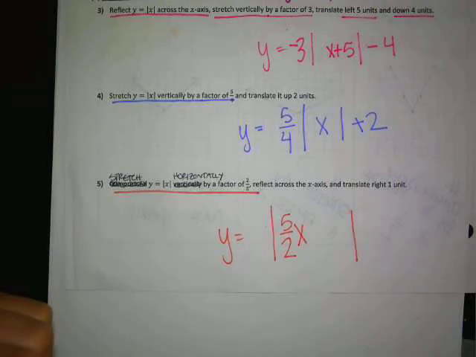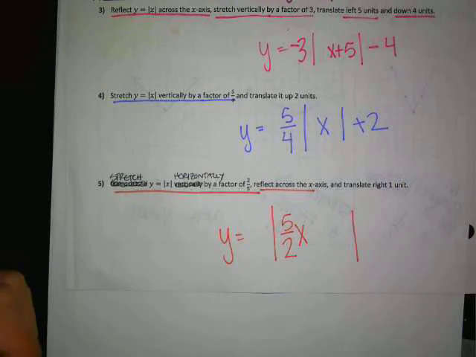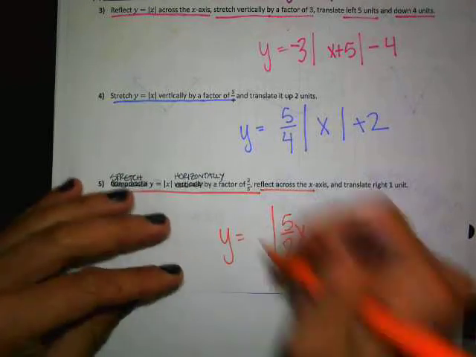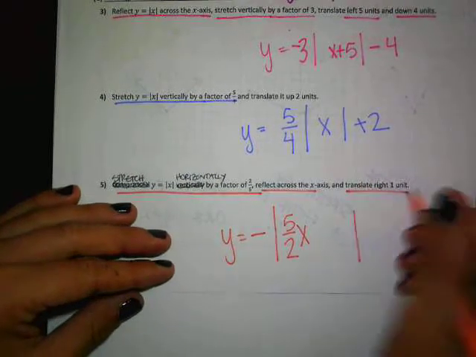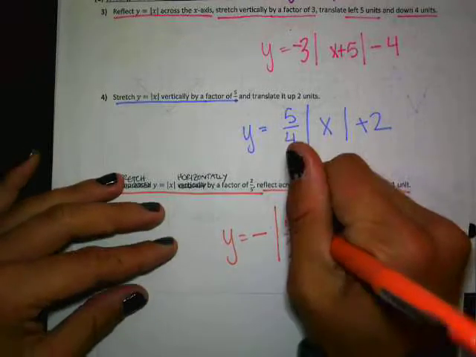Okay. Reflect across the x-axis. Is that going to change your graph? Yes. So is the negative going on the outside or the inside? Outside. Very good. And then the last, translate right 1 unit. That's -1, all in the inside. -1 on the inside.